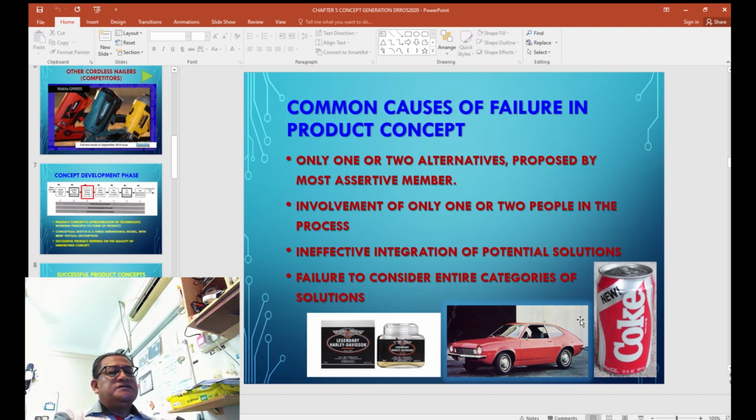There are other concepts which I need not explain everything. You could explore, for example, the Harley Davidson perfume. It is also another failure of a new product concept. Why it fails, we must study so that we can design a new product which is successful in the market.